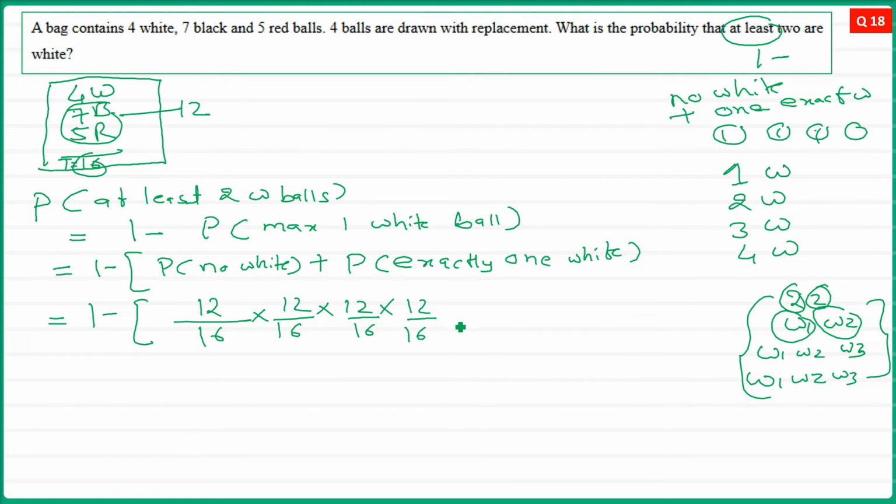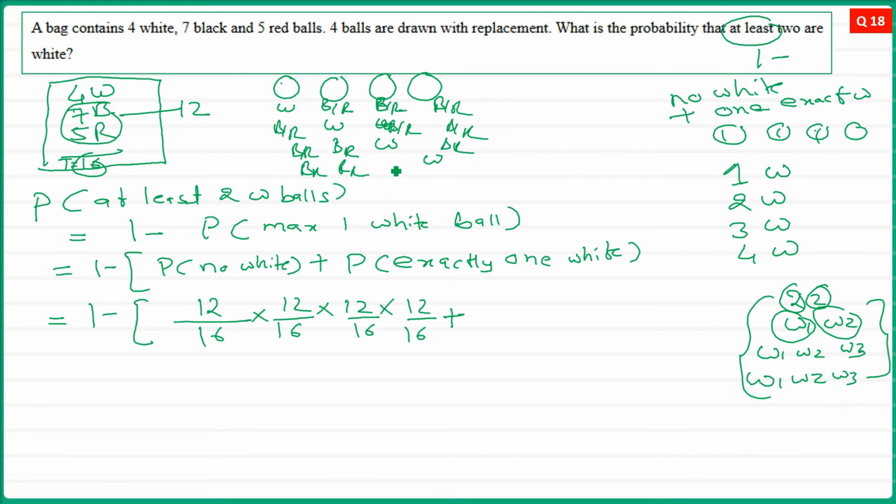Or, now this is the next thing, exactly 1 white ball. So in these 4 balls, when we are drawing 1 by 1, any one can be white. But 1 white has to be there. So the first can be white, the second can be white, the third can be white, or the fourth can be white. But all the 3 others can be a black ball or a red ball. So B or R represents either a black ball or a red ball, that counts to 12 balls. White ball counts to 4 balls. Total ball counts to 16 balls. So these are the 4 possibilities here.